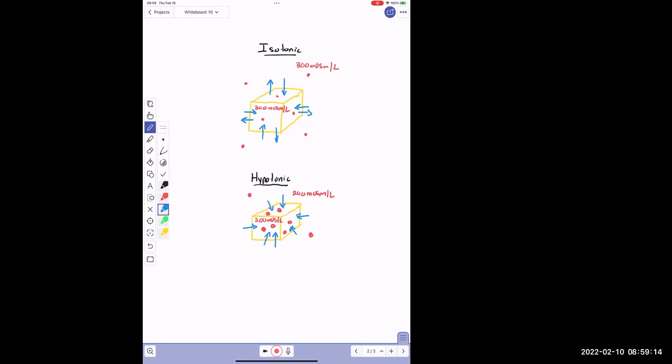An example of a condition where you can have a hypotonic situation is something called hyponatremia. That is a low sodium concentration in the blood. Because remember, sodium is the primary extracellular cation. So when we have low amounts of sodium, that will make the blood hypotonic.